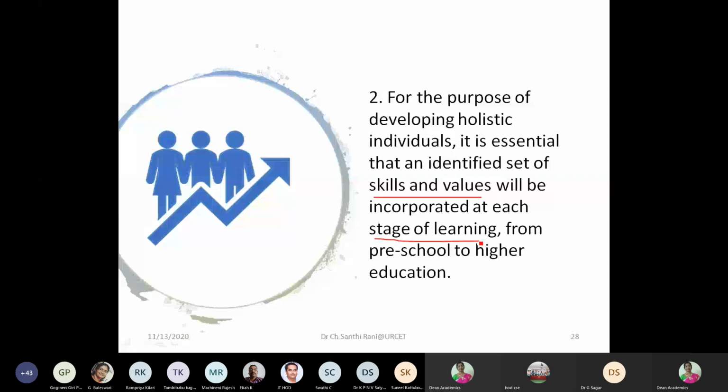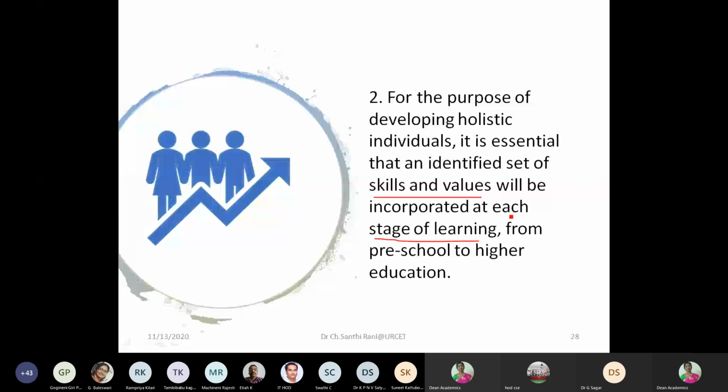The NEP focuses on complete education, preschool education to higher education. Preschool education is 5 plus 3 plus 3 plus 4, and then higher education. Okay, so we are not going to focus on preschool education now. We are going to focus on higher education, right? Even in higher education, the skills and values are going to be incorporated at each stage of learning, from preschool to higher education.